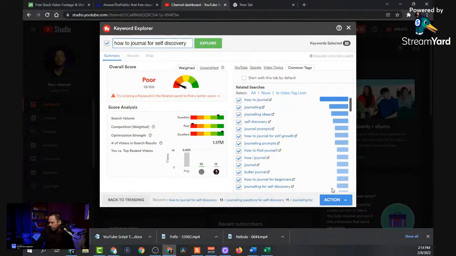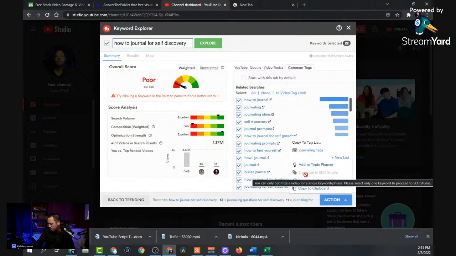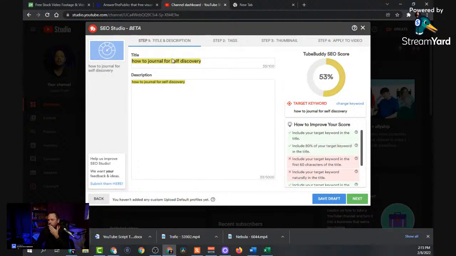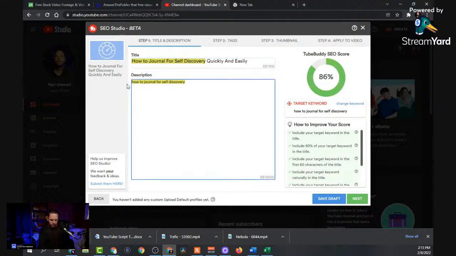Then the next thing I can do is go ahead and go in to the optimization studio and write my description. How to journal for self-discovery. How to journal for self-discovery quickly and easily. And we want to start off today, I want to discuss how to journal for self-discovery.